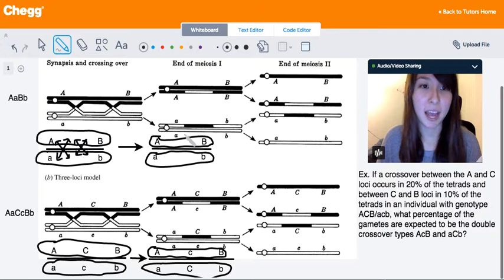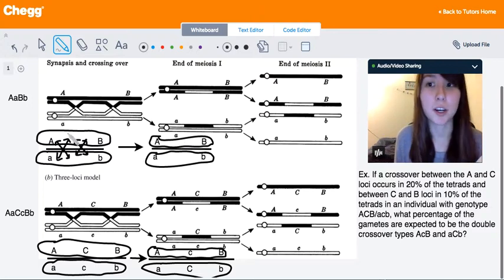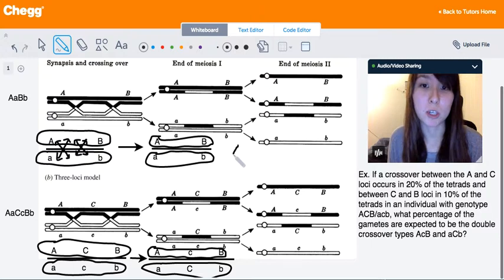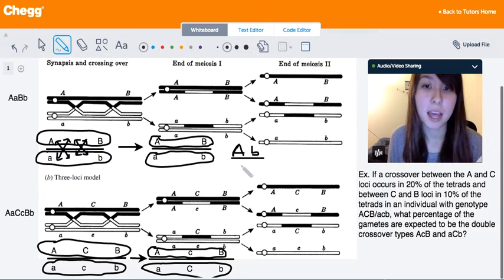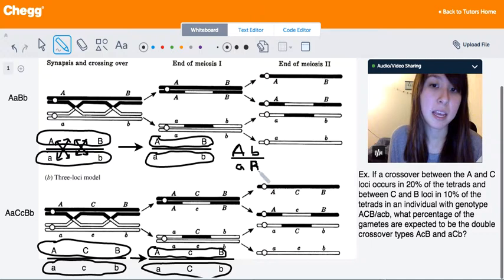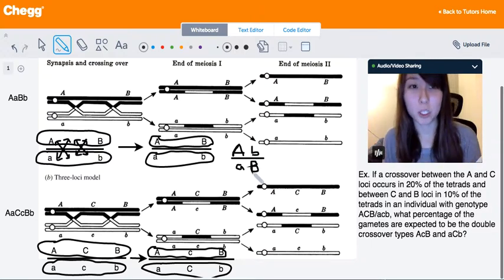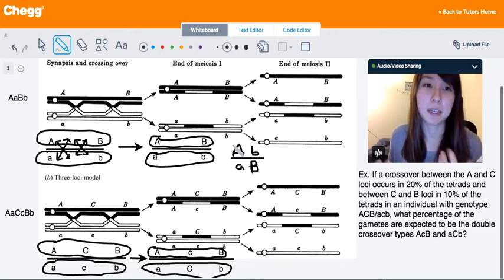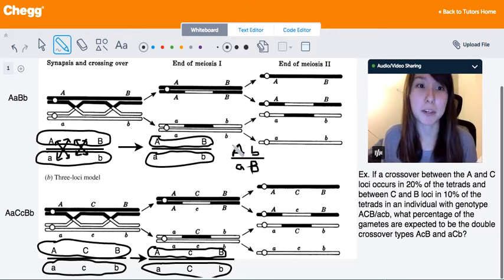If you were to have just one crossover event occur between loci A and B, then you would have things switched around and you would have big A and little b on the same chromosome, and then you would have little a and big B on the same chromosome. That's what happens in a single crossover event. And then you would start to see different combinations of phenotypes occurring.